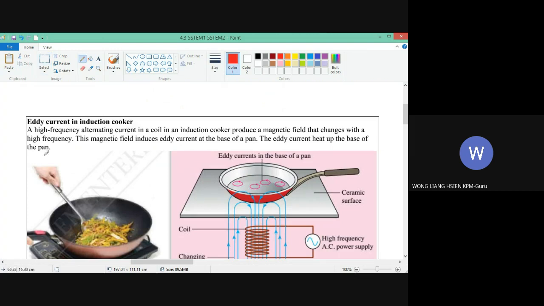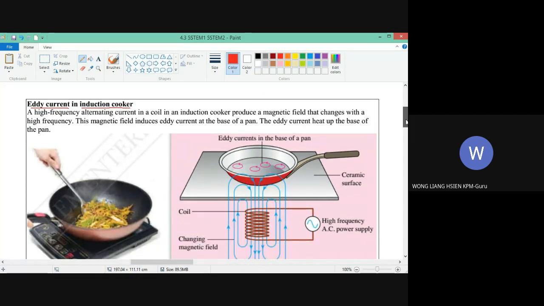Okay, next. Eddy current in induction cooker. Previously, when we learned about eddy current in the transformer, it caused energy loss. Eddy current in a transformer is something that is bad. But our creative scientists and engineers thought of a way to make use of the eddy current. So they designed the induction cooker. The induction cooker is the stove.